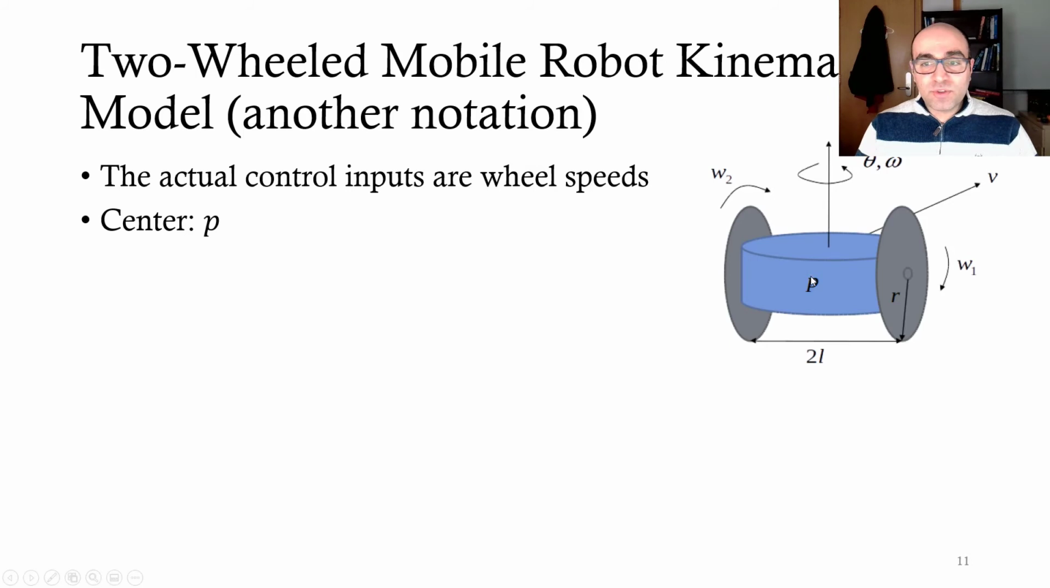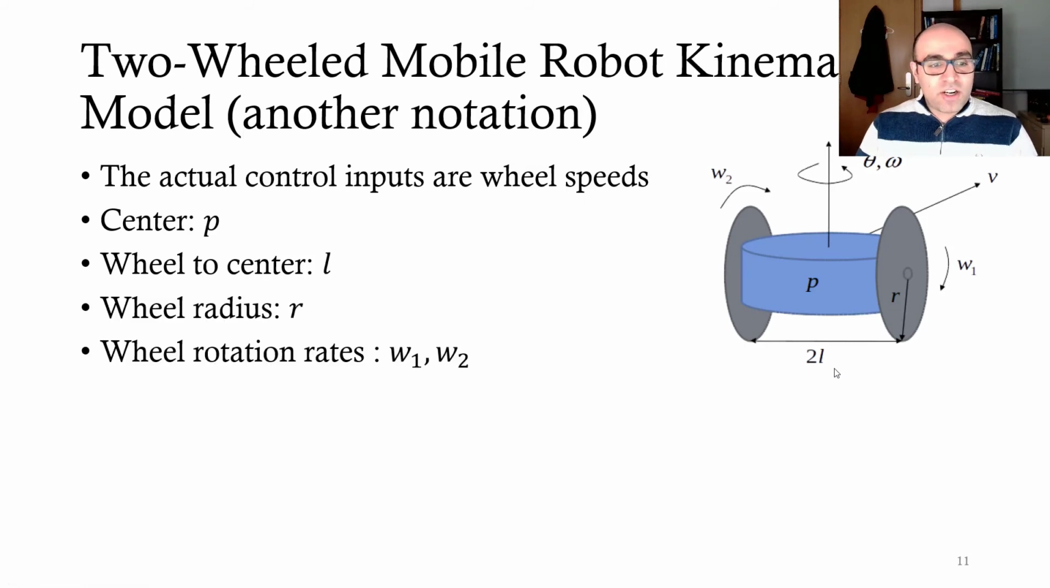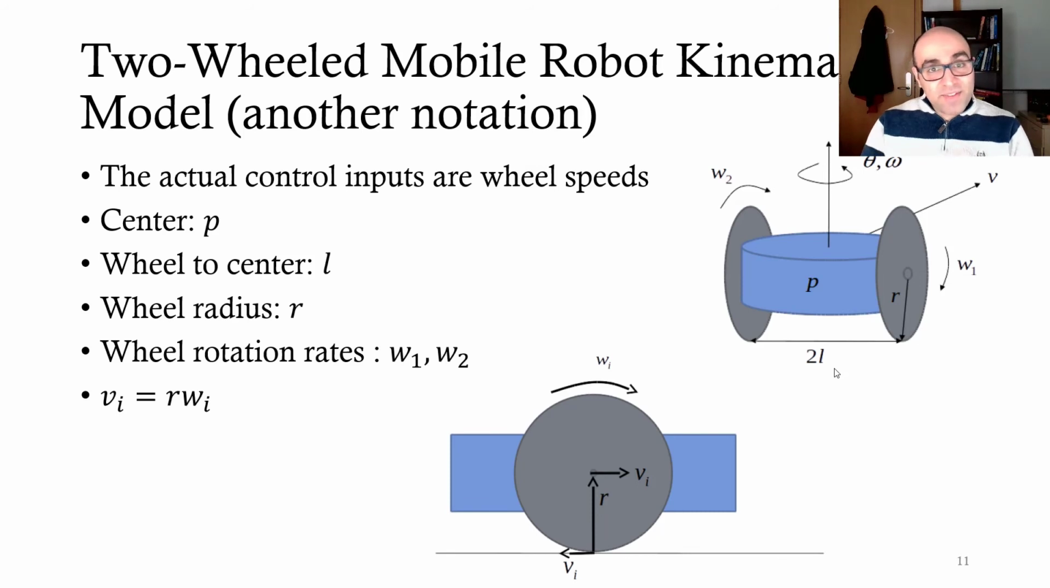The center is shown by P. L, small l, is the distance from the center to each wheel. In the previous video, capital L was this 2L. Wheel radius is R, and these are the wheel rotation rates. This is what we called in the previous video VR and VL, because in some textbooks that's how they are described. Here we show them with omega 1 and omega 2, and we have this relationship again in one of the quiz examples.